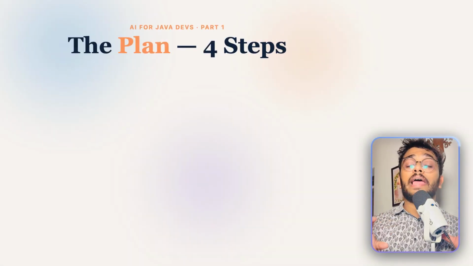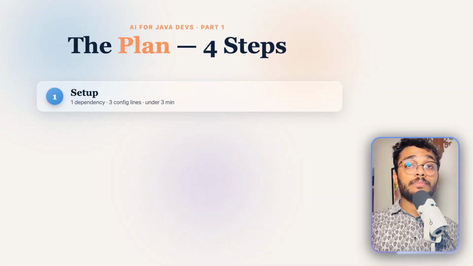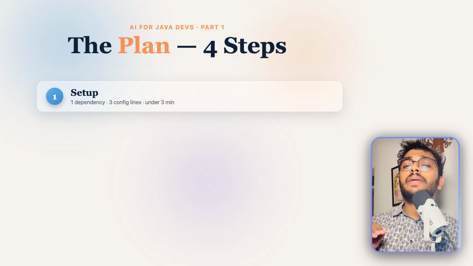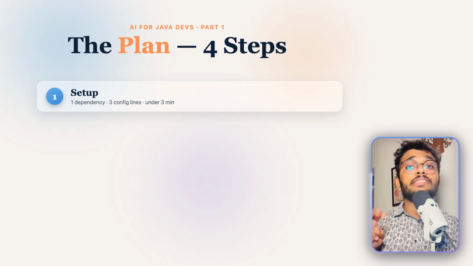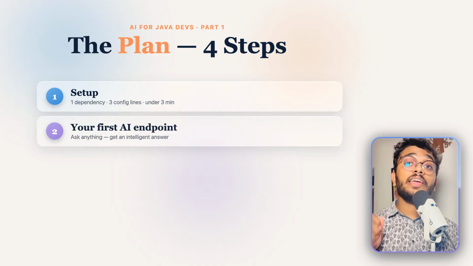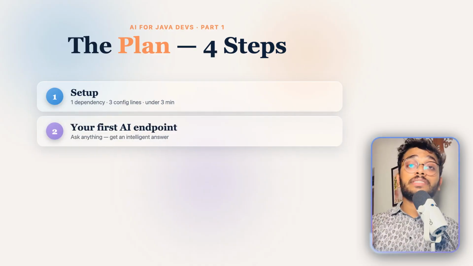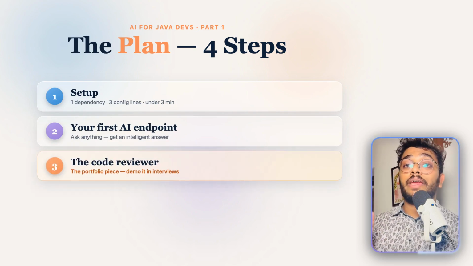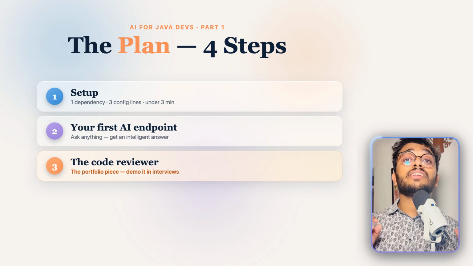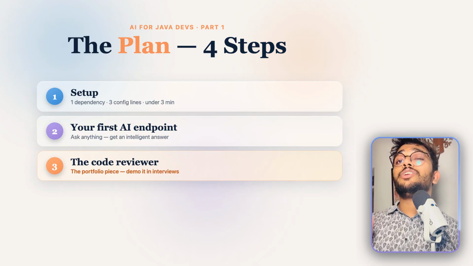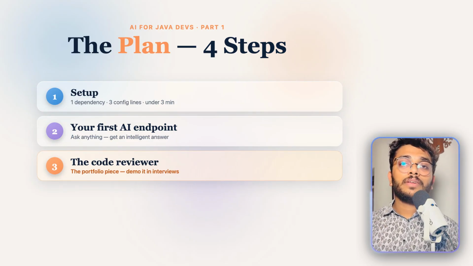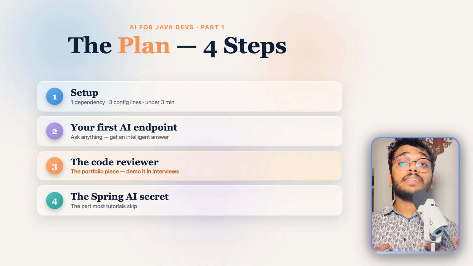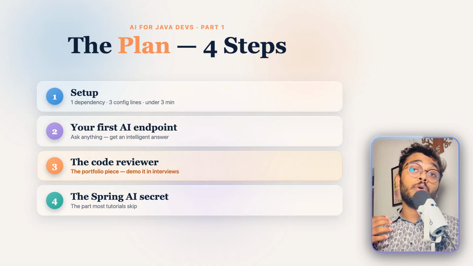So here is our plan. 4 steps. Step number 1, setup. 1 dependency and 3 configuration lines. We will be done in 3 minutes. Step number 2, our first AI endpoint. We send it a question and we get an intelligent answer back. Step number 3, the code review. The SQL injection catch from the intro. This is the one you put in your next portfolio. And step number 4, the part most tutorials skip. And honestly, it is the most valuable part of the whole video.